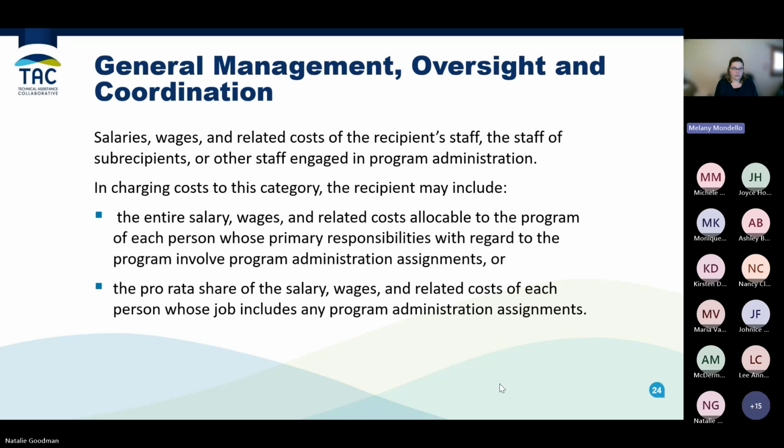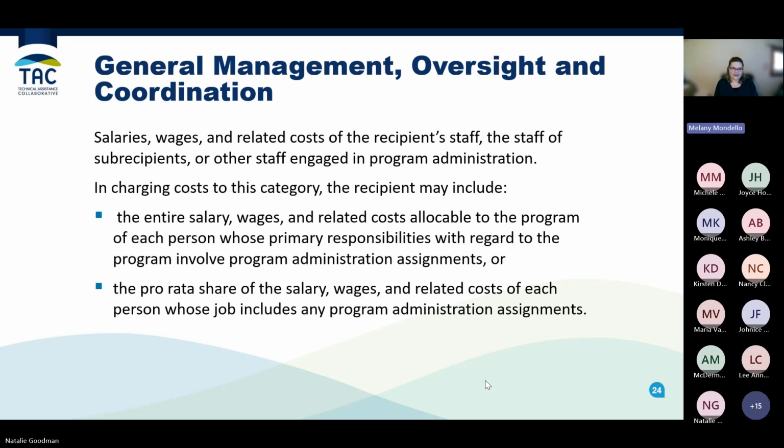Prorated doesn't mean you don't have to track it. It just means it's a smaller portion of it. So you would maybe bill 25% of my time because I'm doing budgeting and reporting, and then maybe the other 75% I'm the rental assistance administrator. So as a staff person, I could be charging to two budget line items within a project. So let's go to the next slide.